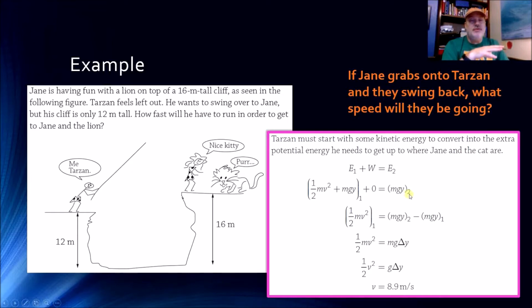They're going to start with potential energy. They're going to end up over here with some potential energy and kinetic. And the mass, again, is going to cancel out. So when they reach back over here, they're still going to be going the same speed that Tarzan started with when he ran to get to her in the first place.